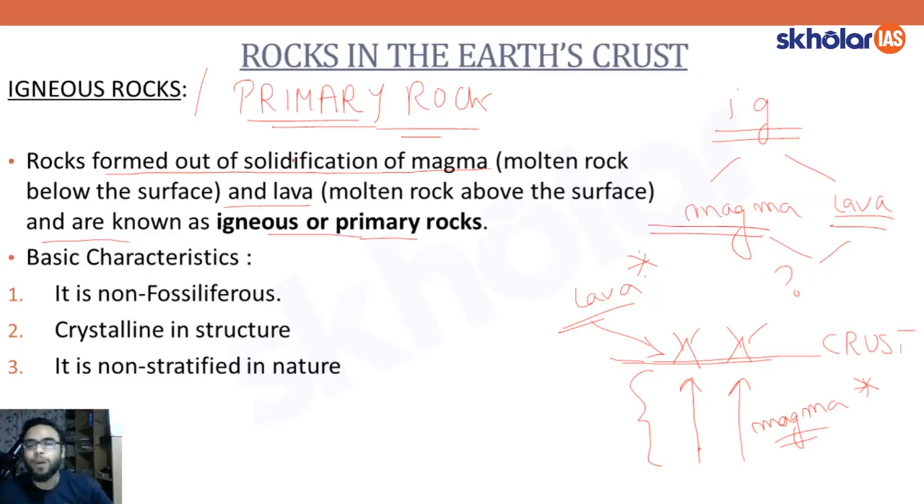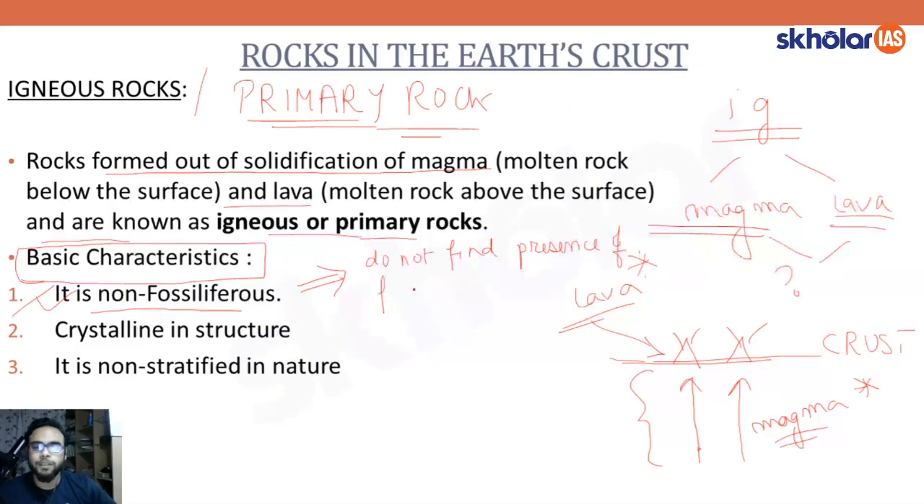Now, what are the basic characteristics of igneous rocks? This is very, very important. First, it is non-fossiliferous, meaning what? In igneous rock we do not find the presence of fossils. Fossils are found in sedimentary rocks, we'll talk about it, but in igneous rocks we do not find fossils, and hence it is called non-fossiliferous.